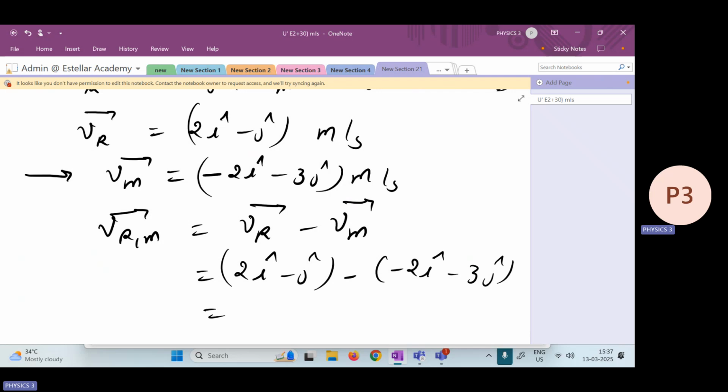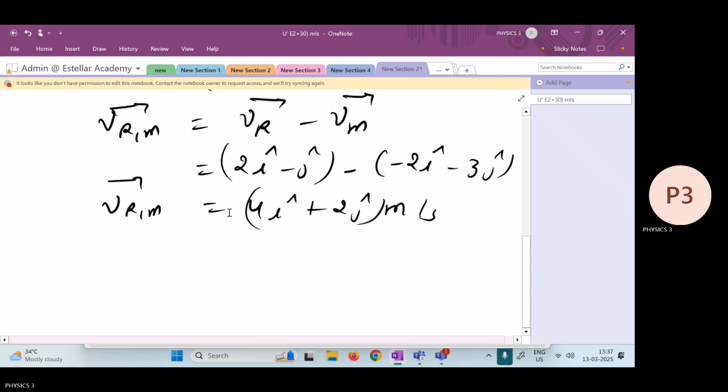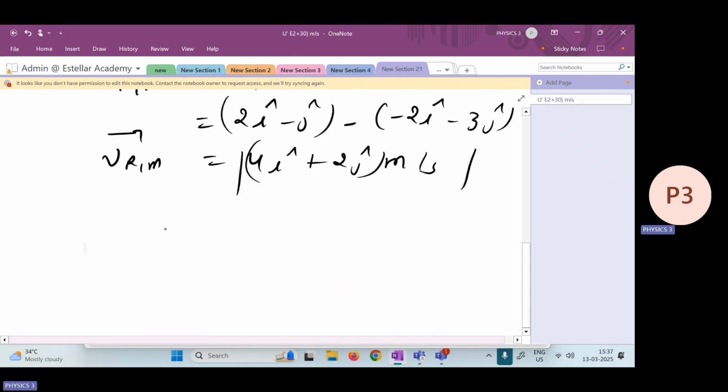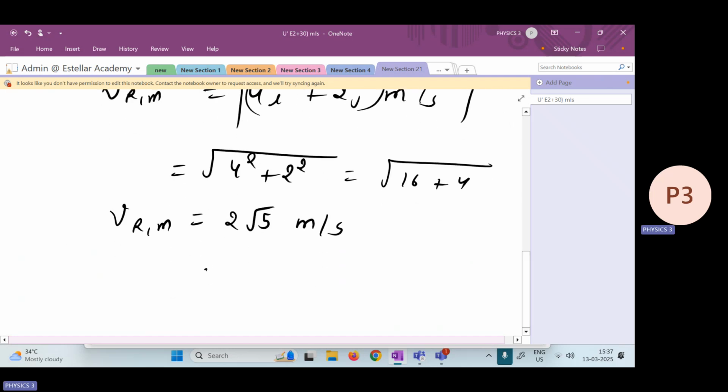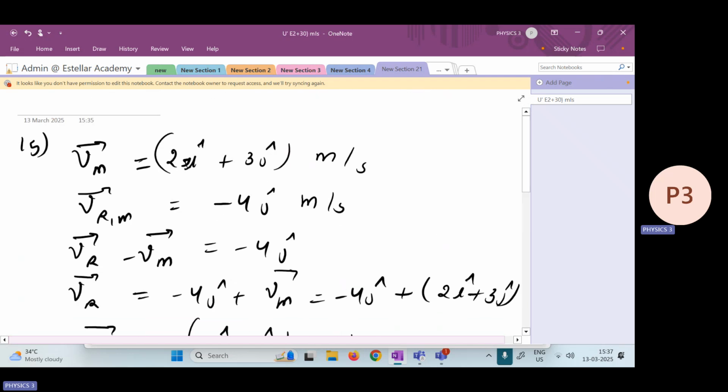So this comes out to be 4i cap plus 2j cap meter per second. As we have to find only its magnitude, that comes out to be under root 4 square plus 2 square, which is under root 16 plus 4. So VRM would be 2 under root 5 meter per second, right? So option C would be correct.